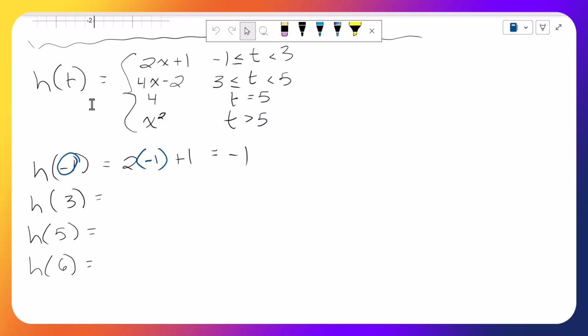h of 3, I'll leave you to do as an exercise, because I think I've given you enough information. h of 5 is tricky. I want you to pause and think about what would h of 5 be?